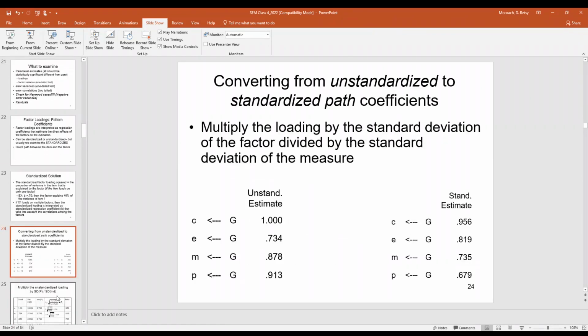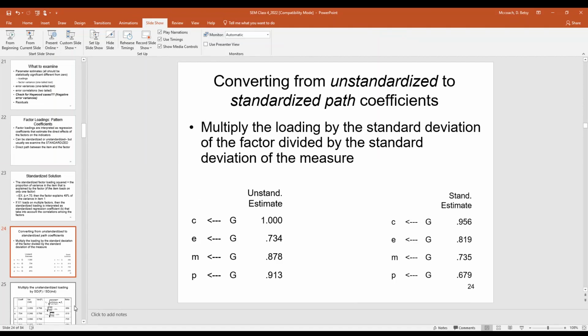I don't think I'm going to do too much with this. I think I'll skip these couple of slides for the sake of time. But in the next couple of slides, I show you how you can convert from unstandardized to standardized path coefficients. And it's actually quite easy. It's just like converting from unstandardized to standardized regression coefficients in multiple regression, right? So if I have an unstandardized estimate, I just multiply the loading by the standard deviation of the factor divided by the standard deviation of the measure. And that's exactly analogous to what you would do in multiple regression.